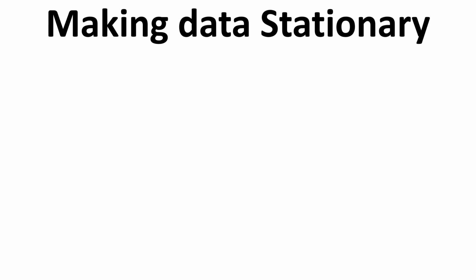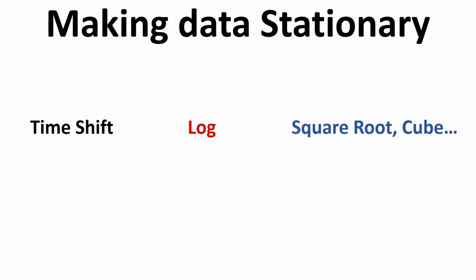Now, coming back over here, there are three primary ways which you can use to make your data stationary. Number one, time shift. This is the simplest one. Then log, then finding a square root, cube, etc. So these are the three ways. Rather, I can say whatever the ways are, these are the most commonly used, right?